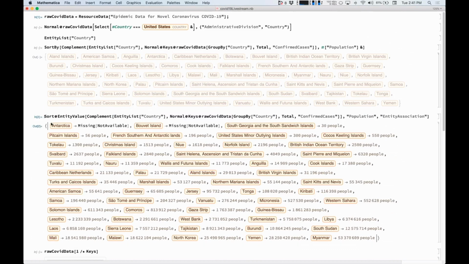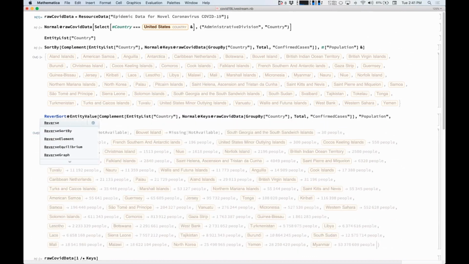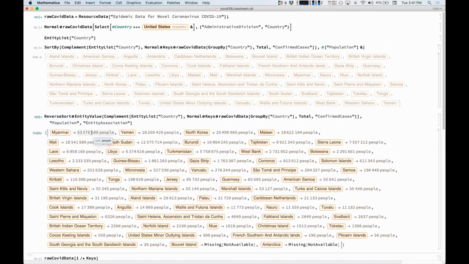Okay, there we go. Antarctica. Well, we've got... So Myanmar is the most populous of those, although I thought that Myanmar did have some cases, but I could be wrong. I'm not sure, but yeah. Well, the good news is it's hard to have cases when there aren't any humans there.